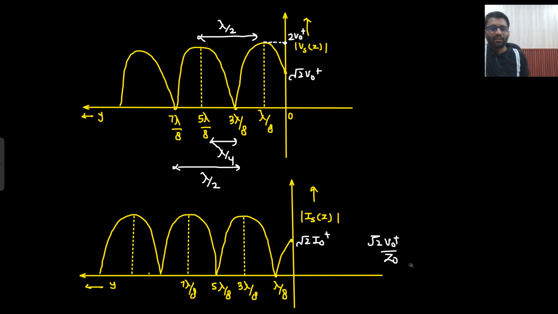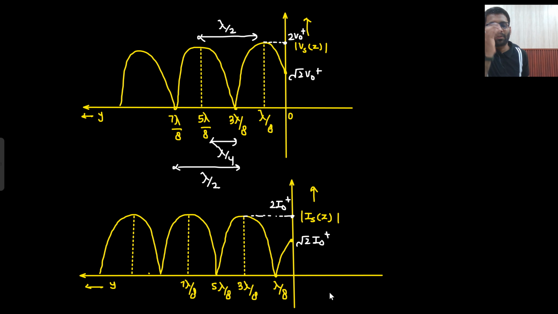Okay, and what will be the maximum one? Maximum will be 2 I naught plus, because maximum and minimum values do not change. It will be 2 I naught plus and minimum will be 0. Just the location of maxima and minima is interchanged. Okay, so this is the standing wave pattern.